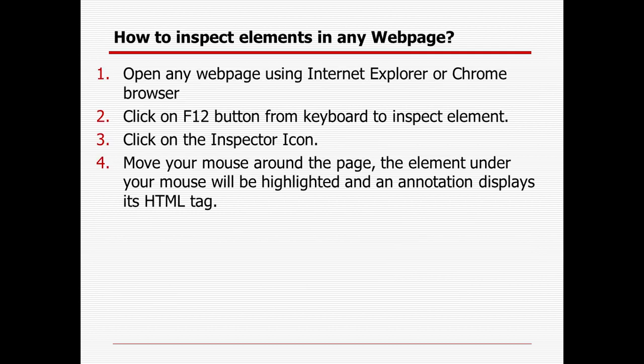So how do we inspect an element in a web page? First you need to open the web page using the URL. Then press the F12 key. Then there is the inspector icon, and you mouse over the element we want to inspect, and we can get all the HTML properties.